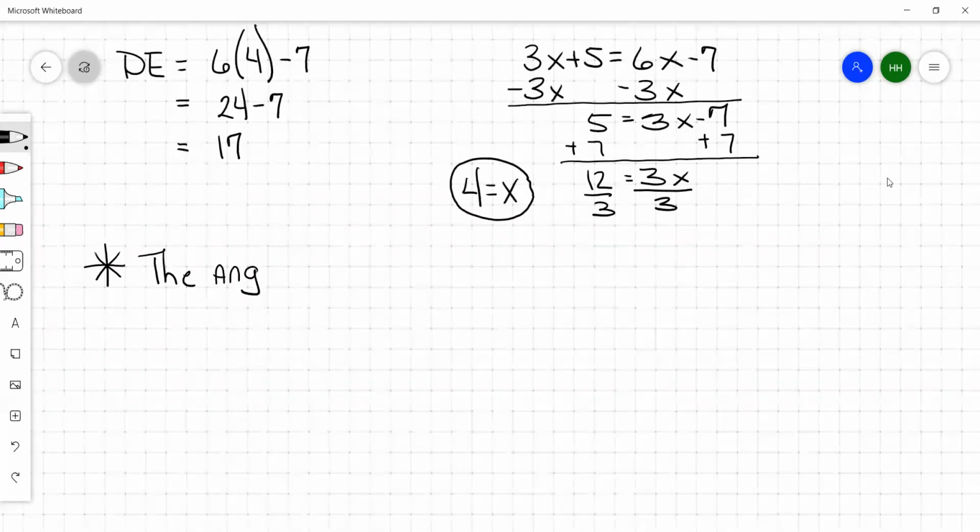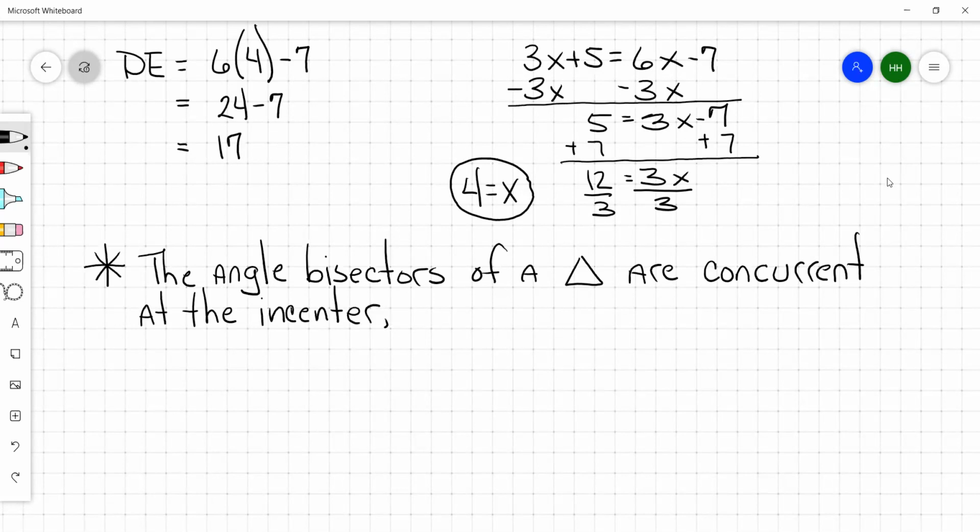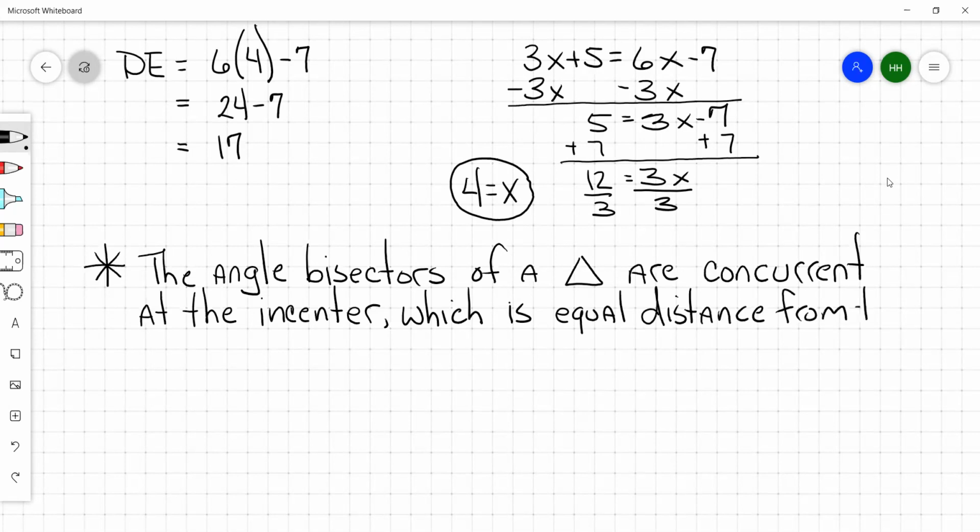The angle bisectors of a triangle are concurrent at the incenter, which is equal distance from the sides of the triangle.